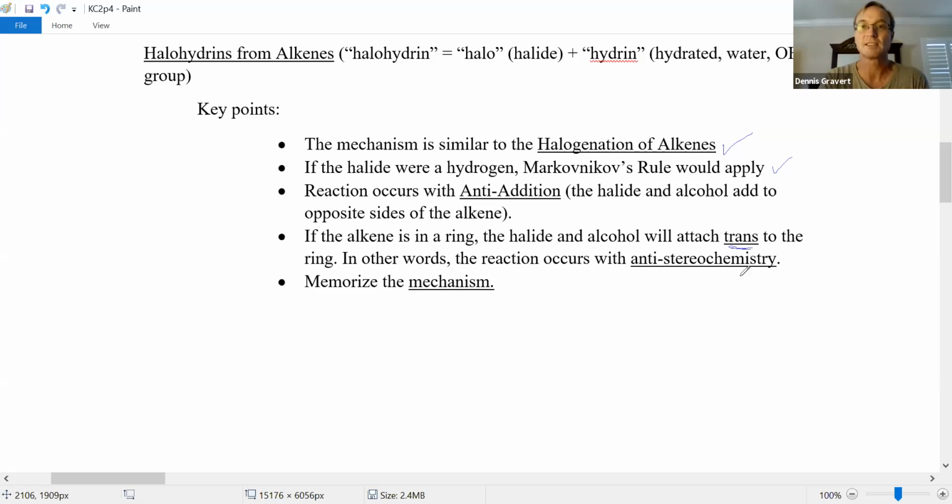Another word for anti-addition is the reaction occurs with anti-stereochemistry. And yep, there's a mechanism, nicely though. As long as you know the first mechanism we just reviewed, halogenation of alkenes, you've got the mechanism. Beautiful. So let's just crank it out. Let's start with 1-methylcyclopentene.